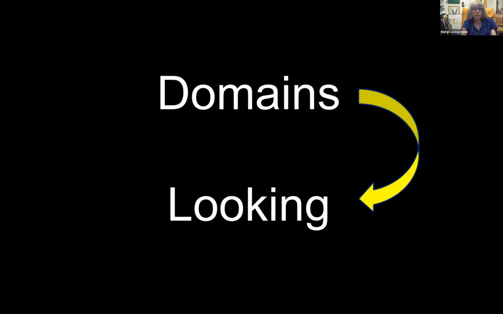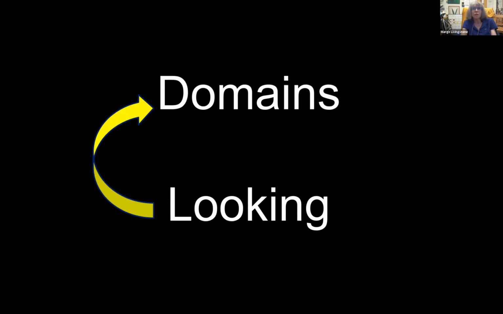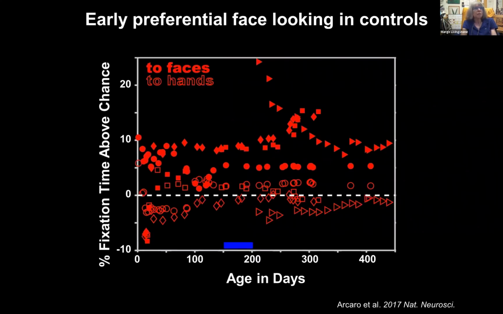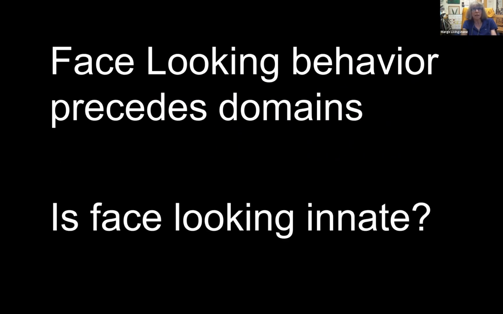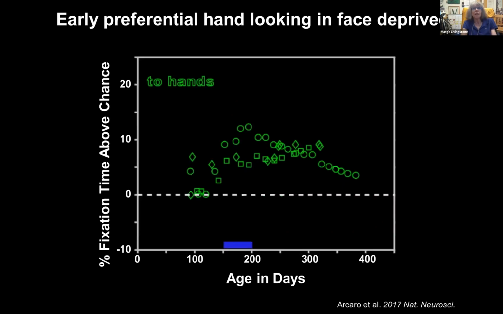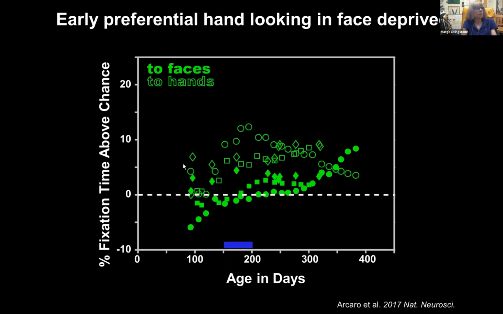Do domains cause looking behavior, or does looking behavior contribute to domain formation? Control monkeys looked more at faces, which are the filled symbols, than at hands long before face domains developed. So face looking behavior precedes domain formation. Is face looking innate? So even early in development, face-deprived monkeys look more at hands than at faces. So face looking can't be innate.